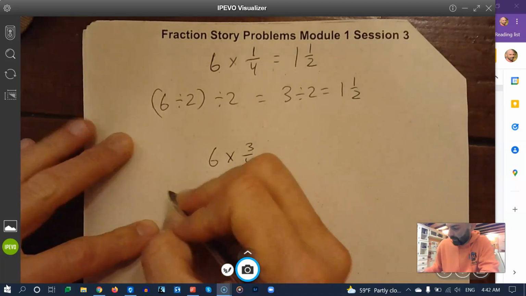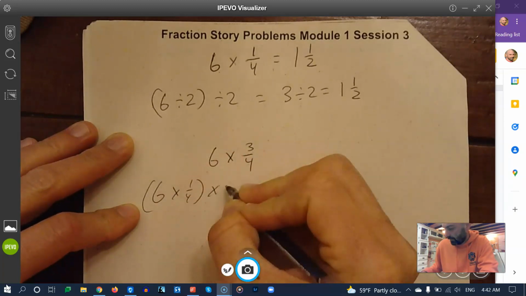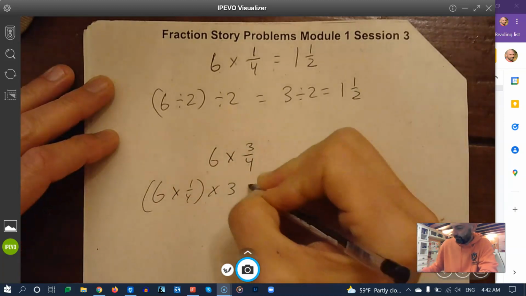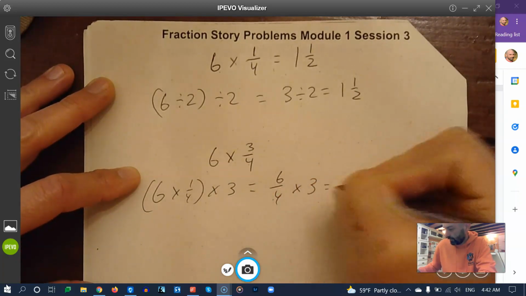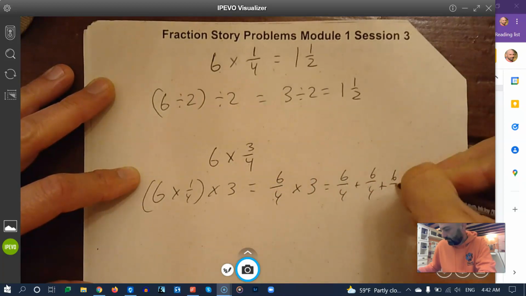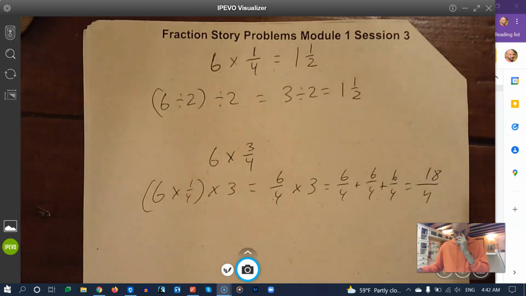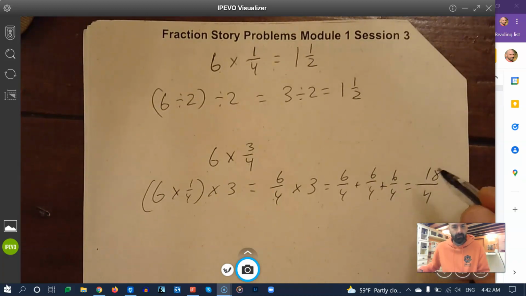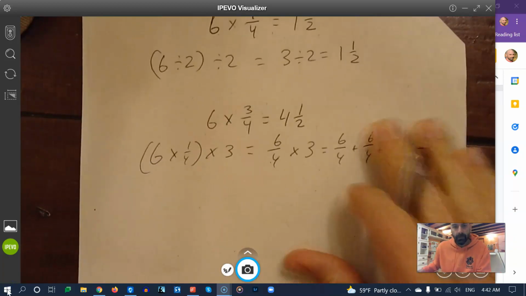Let's think about that. So we have 6 times 1/4 times 3, and we already know 6 times 1/4 is 6/4. We're doing that 3 times, which is equal to 18/4, or 4. Oh, I said 1/4, didn't I? 4.5. Yeah, 4.5 makes way more sense than 4.25. I'm gonna sneeze. All right.